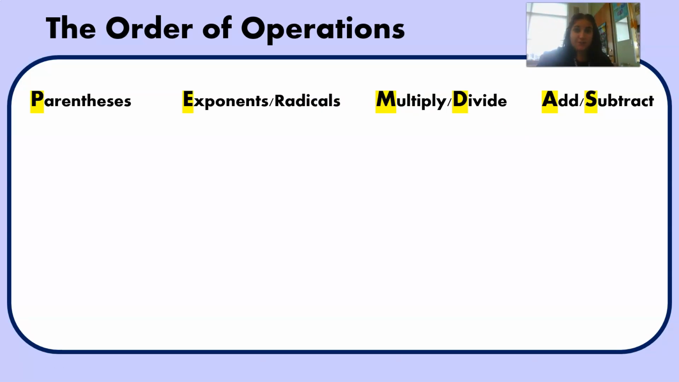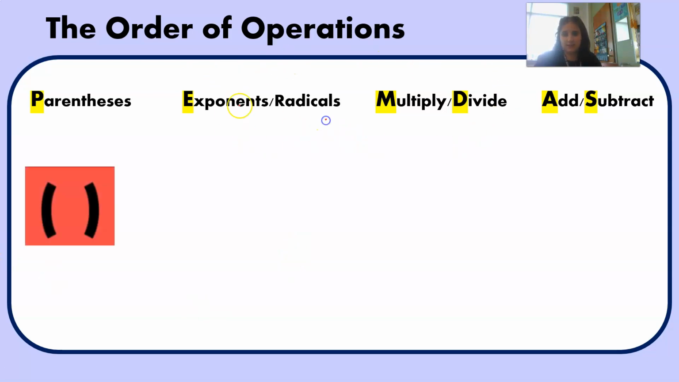But it's first good to review the order of operations. So the first thing that you should do when you're given an expression is whatever is in parentheses. So parentheses would be like something that's inside of it. So if you had in parentheses 3 plus 5, you would do what's in the parentheses first.